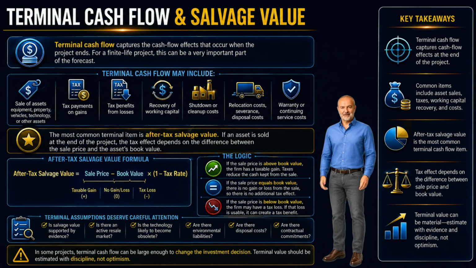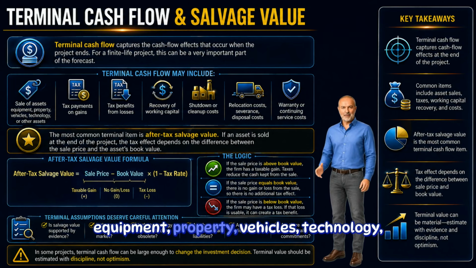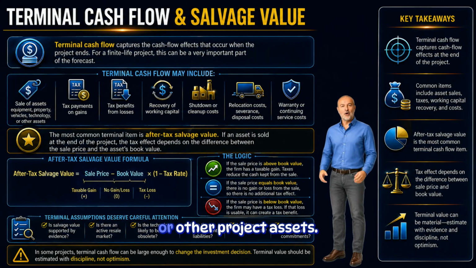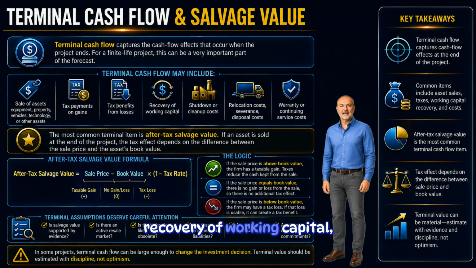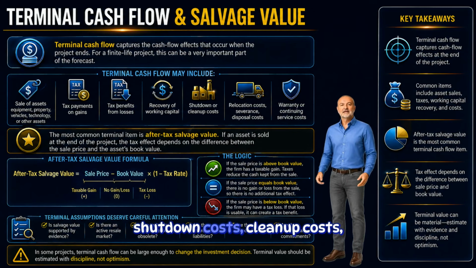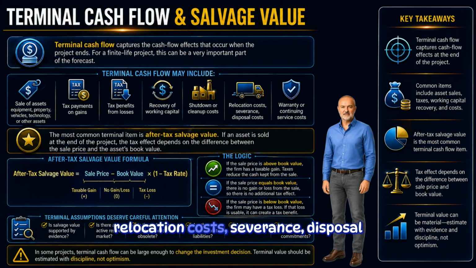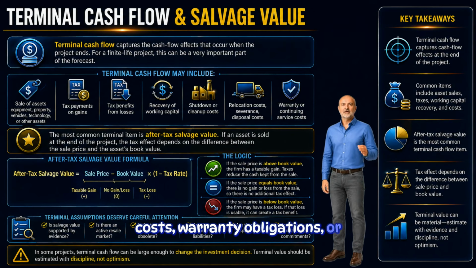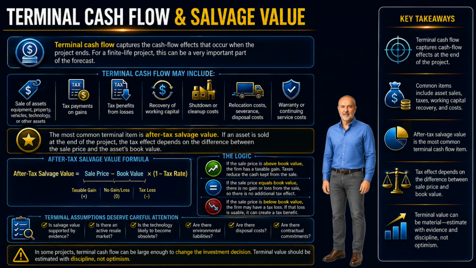Terminal cash flow may include the sale of equipment, property, vehicles, technology, or other project assets. It may also include tax payments on gains, tax benefits from losses, recovery of working capital, shutdown costs, cleanup costs, relocation costs, severance, disposal costs, warranty obligations, or continuing service costs. The most common terminal item is after-tax salvage value.